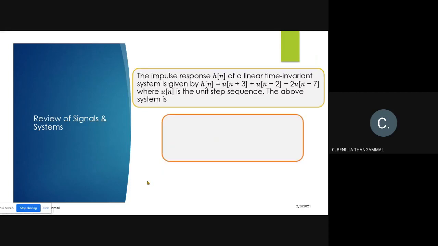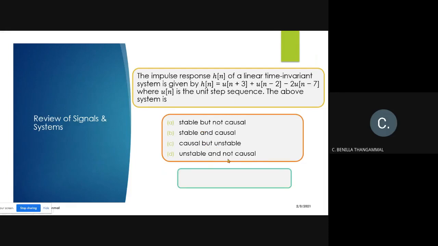We can have one more problem too. Here the impulse response h of n of a linear time invariant system is given by h of n equals u of n plus 3 plus u of n minus 2 into u of n minus 7, where u of n is the unit step sequence. The above system is: stable but not causal, stable and causal, causal but unstable, unstable and not causal. So here they have concentrated on two properties. One is stability, the other is causality.